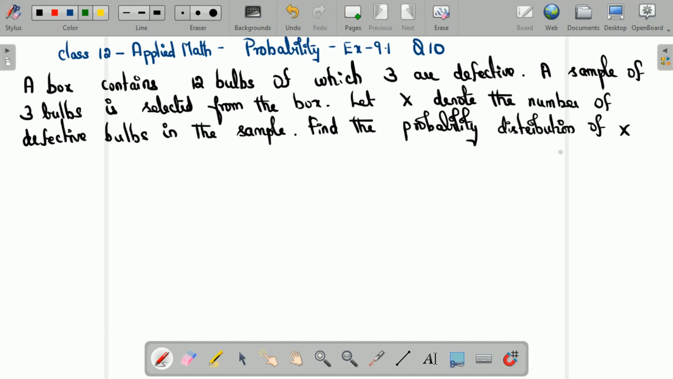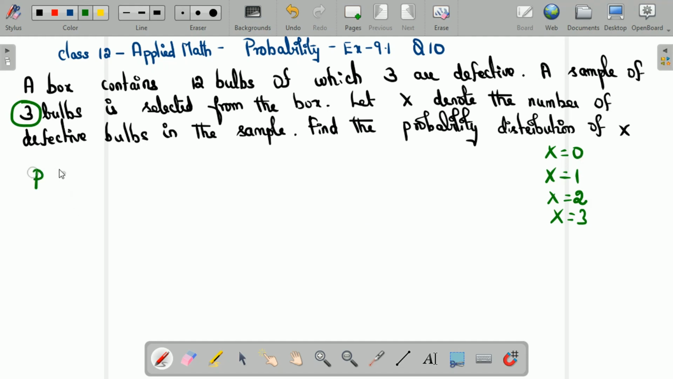See, out of 12 bulbs, we are having 3 defective bulbs and we are also picking 3 bulbs in total from the bag. So what are all the possible values X can denote? There can be no defective, which means X will be equal to 0. There can be 1 defective out of the 3 we picked up, or 2 defective out of the 3, or all the 3 that we picked up could be defective. So X can take possible values of 0, 1, 2 and 3.